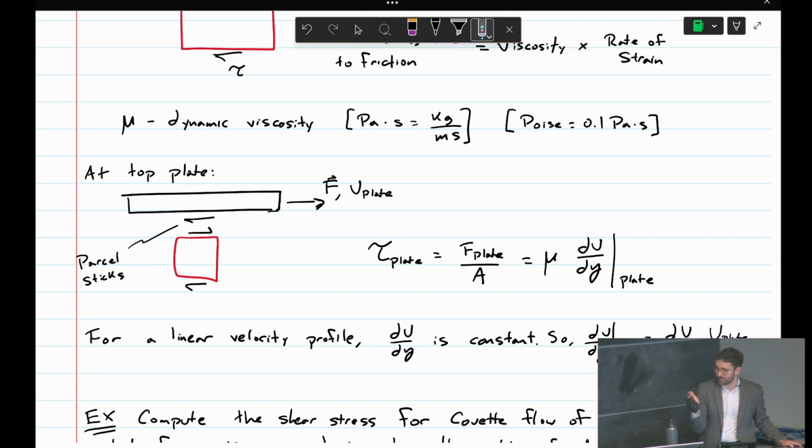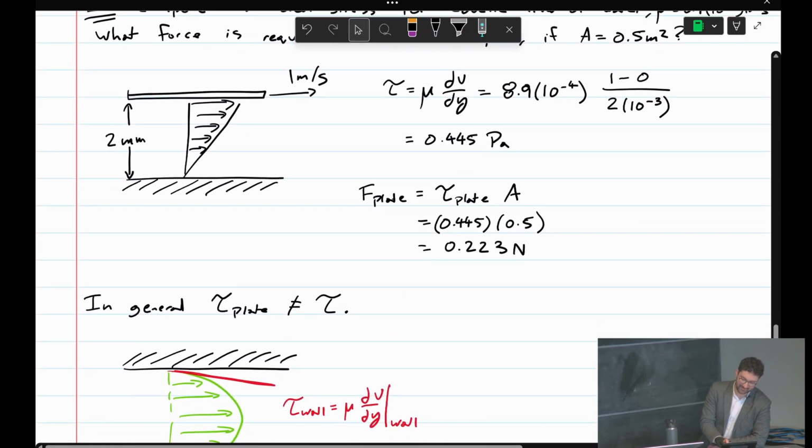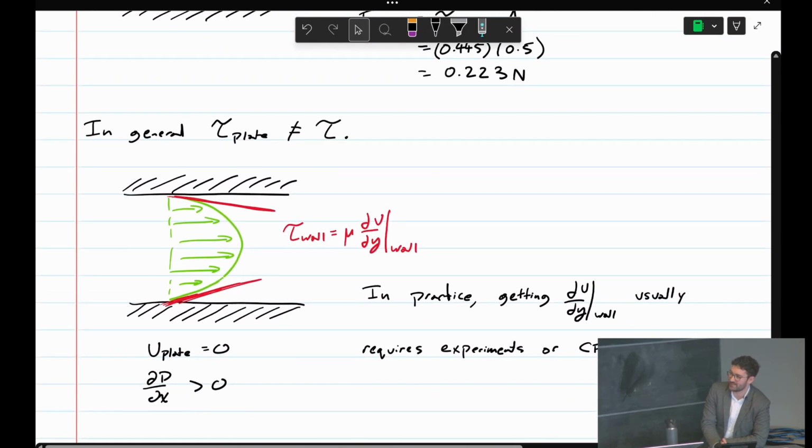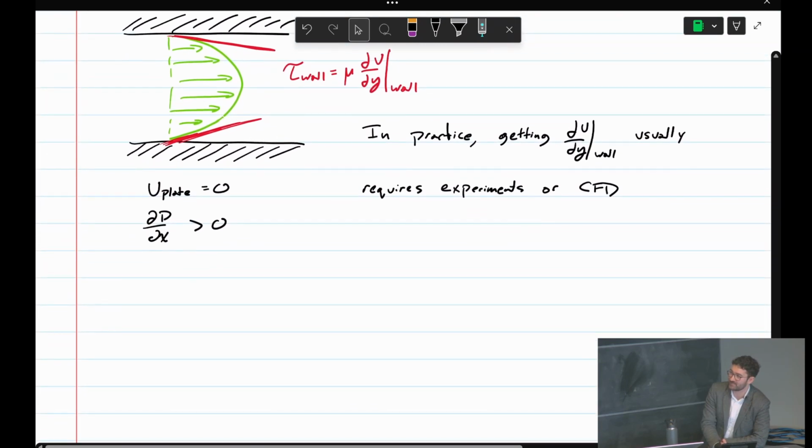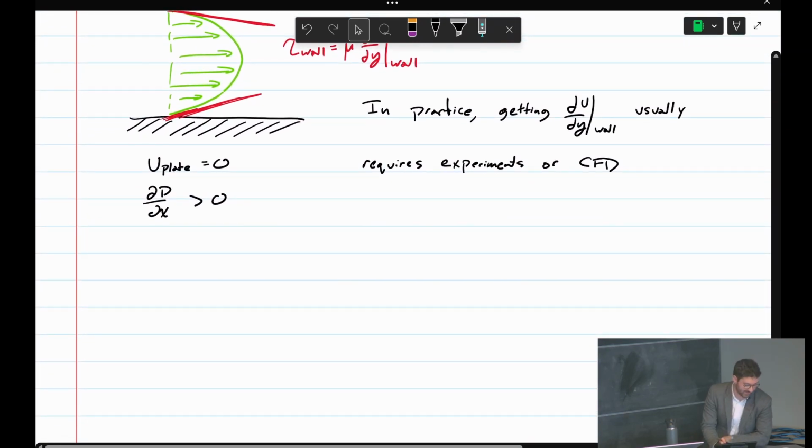For Couette flow, we get that special case of a linear profile, so we know that du dy is a constant along that plate. But in general, du dy is a very difficult but very important property to estimate. If all flows had that linear velocity profile, a lot of fluid people would be out of business basically. Thankfully, real flows are quite complicated. Estimating that gradient is expensive but necessary.